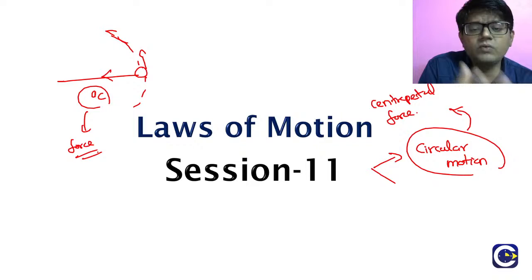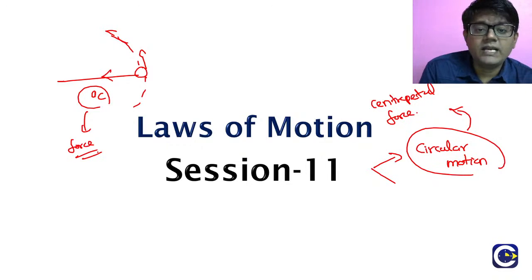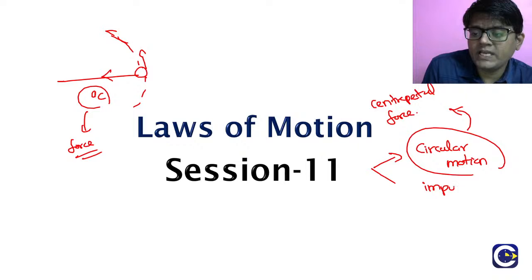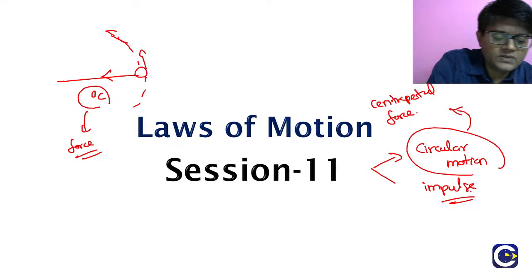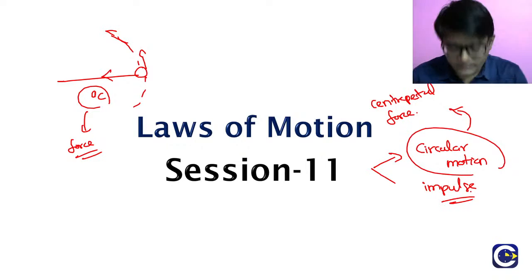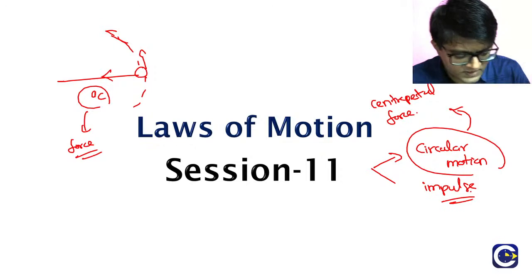When we go to the work energy theorem chapter, we will understand circular motion from the work done or energy change point of view. Then when we go to angular motion, we will do some basic derivations related to circular motion. So we are going to cover circular motion, and after that we will also look at the idea of impulse. This is what we are going to cover in session 11.